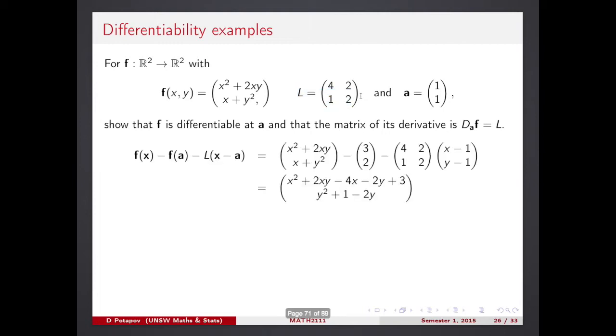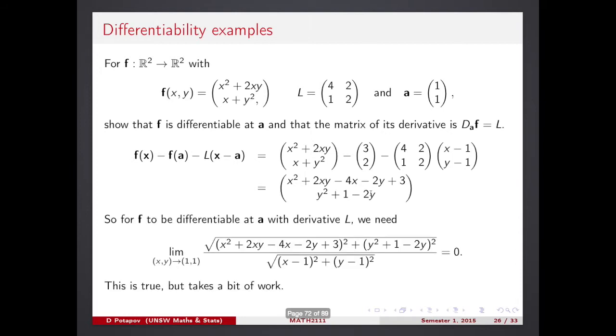He just does the same thing. He just computes this expression in the numerator. Here it is. Then he puts this expression into the limit. That's the length of this vector in the numerator, and that's the length of the denominator vector, x minus a. And then he says, this is true, but that takes a bit of work. That's what I don't like about this, because he didn't show us the inequality which works in this limit.